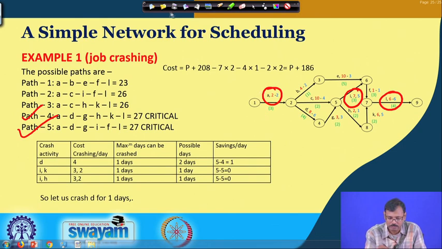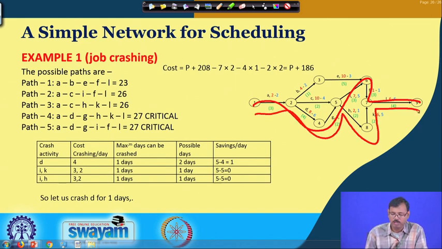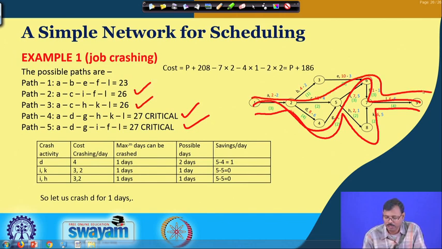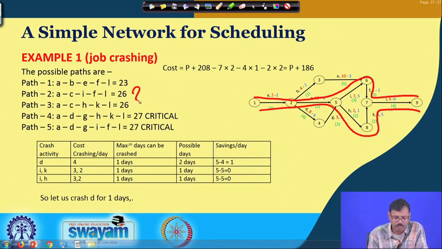That means this path and this path are now becoming critical, and both are taking 27 days. Path 2 and path 3, that means this path and this path, are now becoming near critical at 26 days. Obviously, path 1 is a little bit away from this.